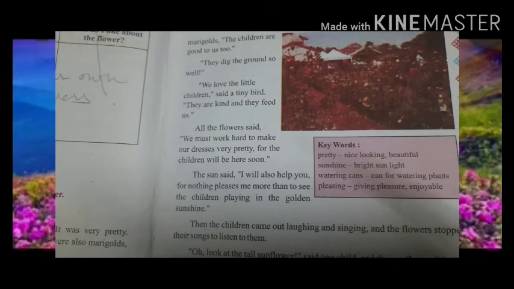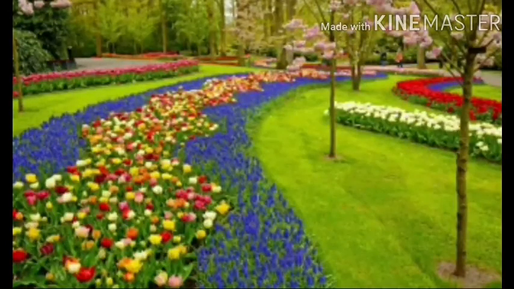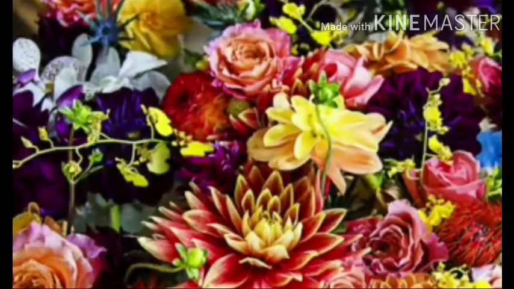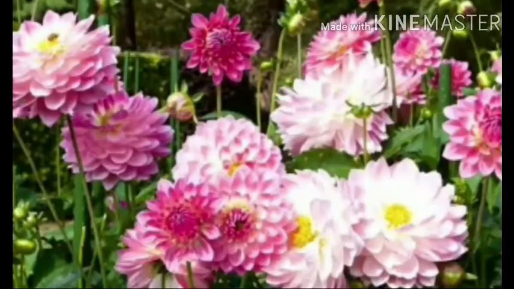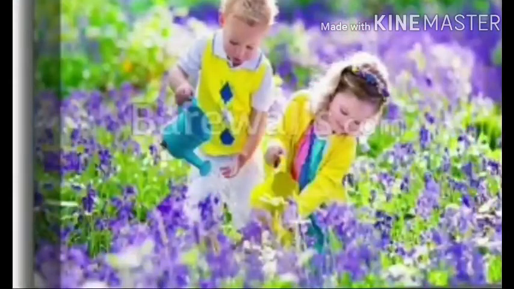Okay? So now you observe the flowers. Each and every flower has a different shape of the petals and very beautiful colors. Right? Now the sun said, I will also help you, for nothing pleases me more than to see the children playing in the golden sunshine. Now the sun is also ready to help the plants and the flowers.